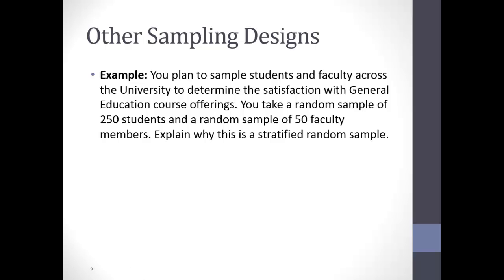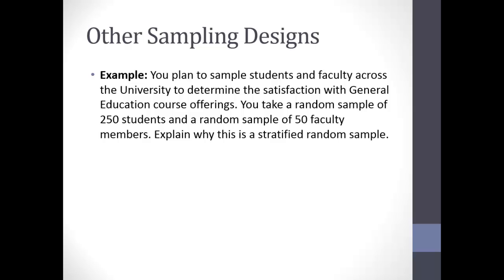Let's think about an example of what this would look like. Going back to this campus example, if I want to talk to students and faculty at Ohio State to determine their satisfaction with GE courses, I take a random sample of 250 students and a random sample of 50 faculty members, and put them together. So why is this a stratified random sample? Who can help me out there? Yeah. Are there student and faculty groups? Mm-hmm. Yes. You wouldn't want to only take the students.